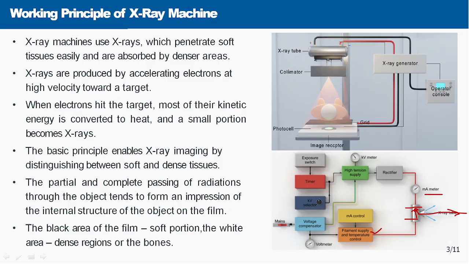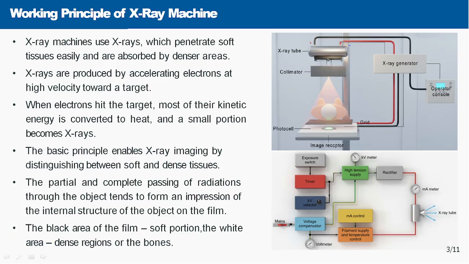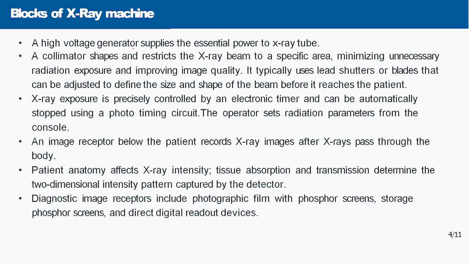Now you mark in this particular X-ray machine, this is one important block, that is the collimator. The collimator is actually limiting the X-ray exposure. So it plays a crucial role in image formation and X-ray exposure. A high voltage generator supplies the essential power to the X-ray tube, as we have seen in the previous slide.